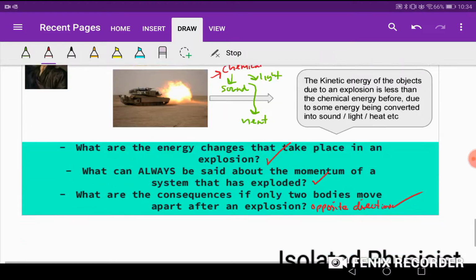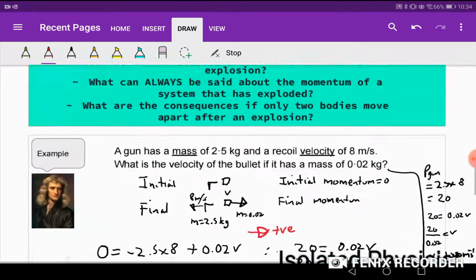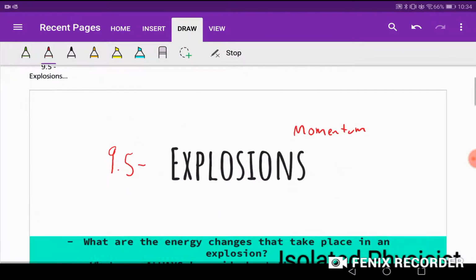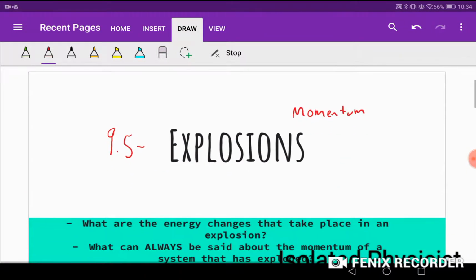So I hope you've learned a bit about explosions. It's a GCSE topic, so hopefully it's not been too taxing for you.